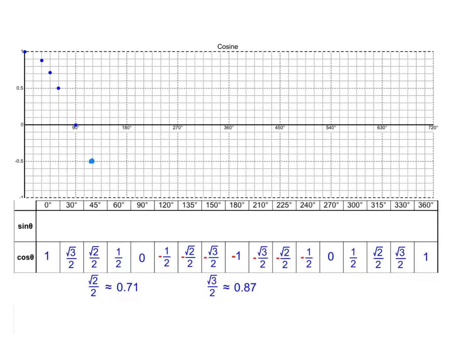All right, then let's see how you're doing on that next point. So the next one we encounter is the 135 degrees. So that's going to be halfway between 90 and 180. And that one's going to be down 0.71. So I'm going to go down to the 0.7 and go down just a little bit further.